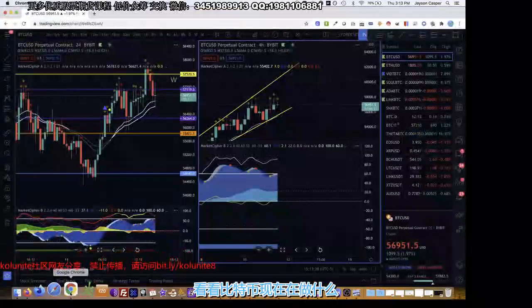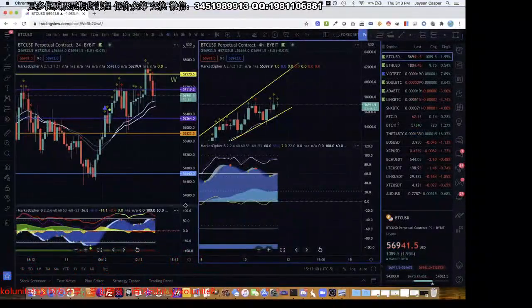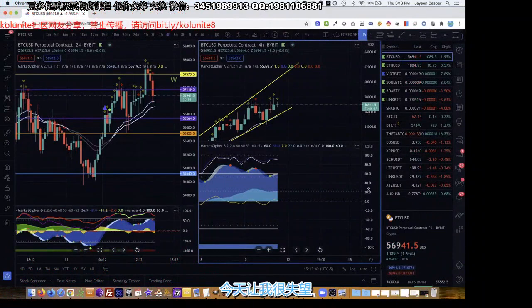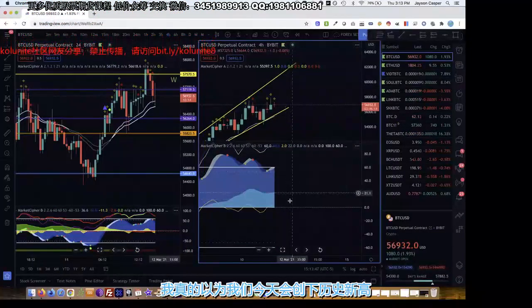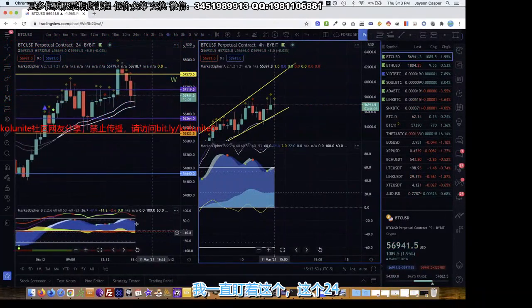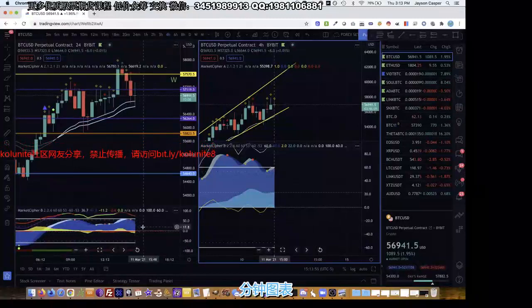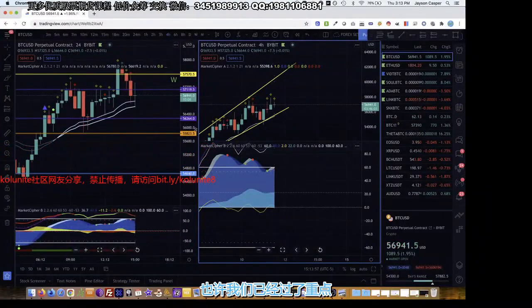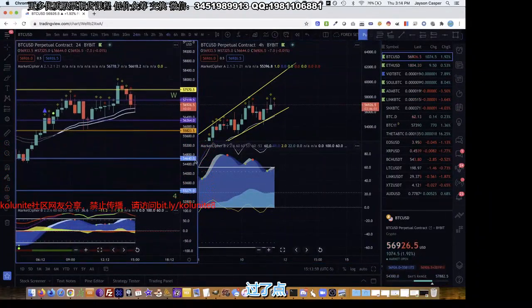Let's see what Bitcoin is doing right now. Man, Bitcoin is disappointing me today. I thought today could be the day to hit a new all-time high. Perhaps it will be, guys. I'm keeping my eye on this 24-minute chart. Maybe we're just past the point.